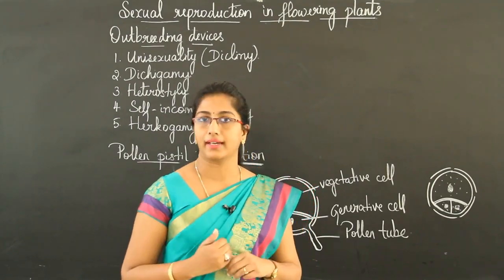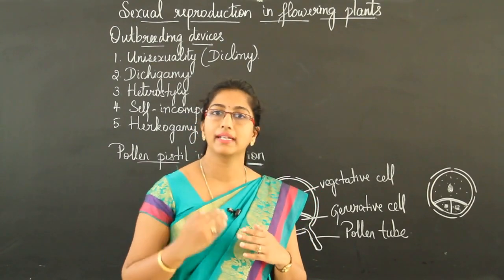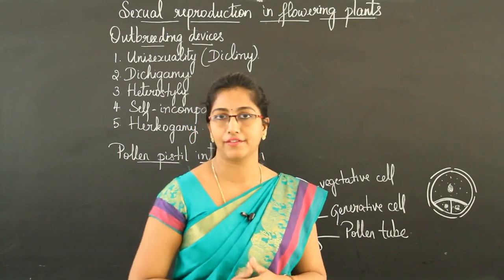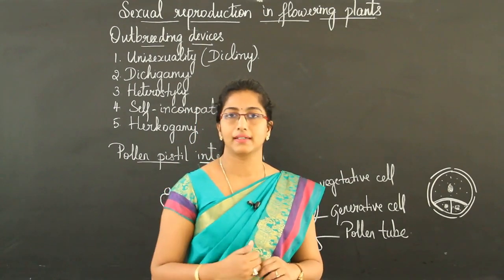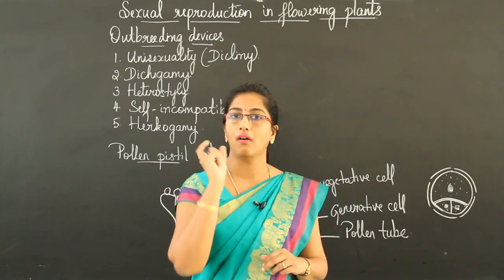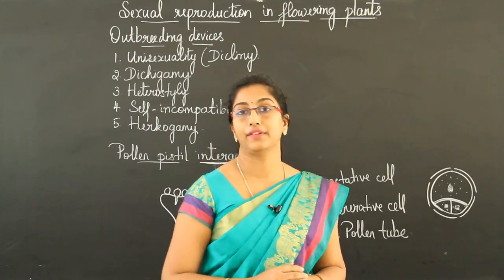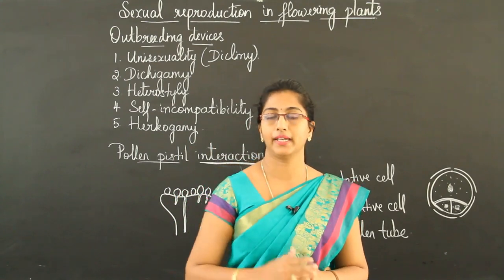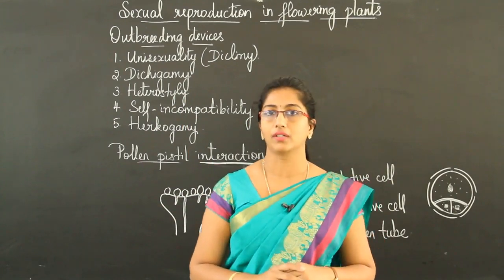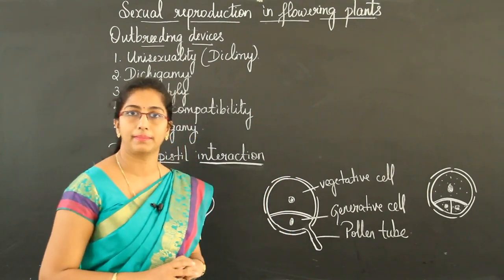To avoid that, plants have some techniques to avoid self-pollination. Even though the plant is producing a bisexual flower, it will avoid self-pollination. So what are those techniques developed by the plant to prevent autogamy? We use the word autogamy for self-pollination. To avoid autogamy, flowering plants develop certain techniques, and these are called outbreeding devices to prevent autogamy. We will see one by one the different techniques developed by the plants.